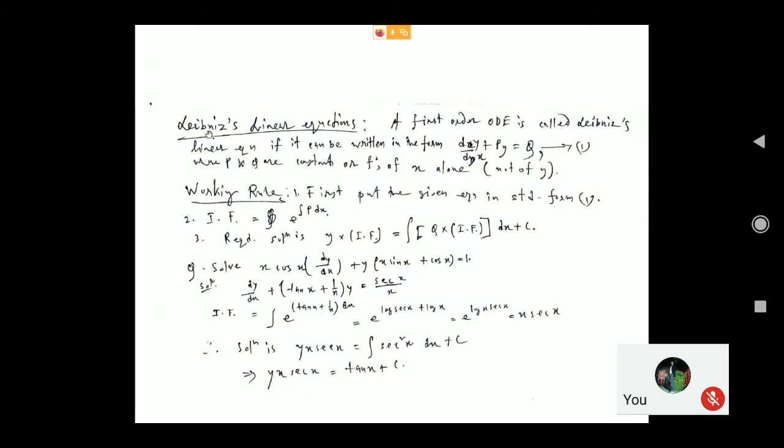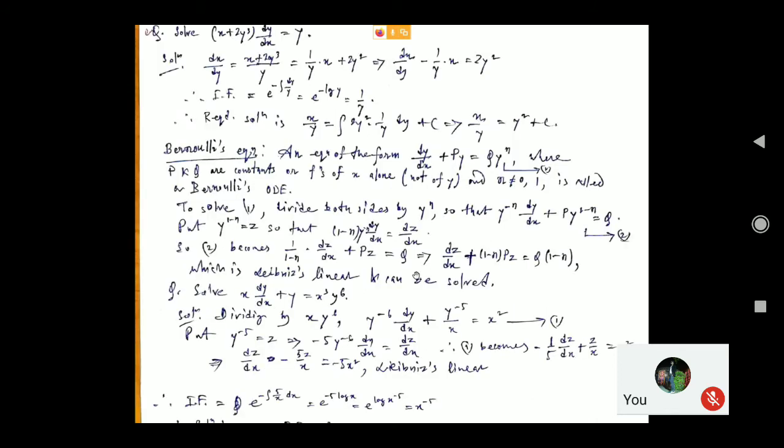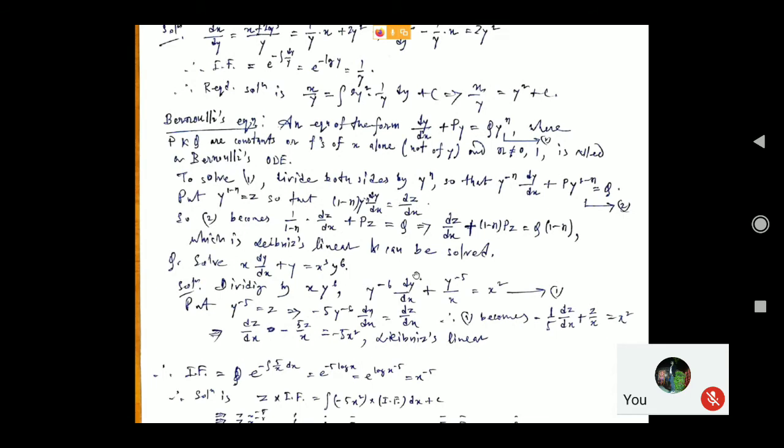It is a very easy method. You just need to show that the given equation is linear first order, and that we can put it into this form, and readily we can obtain the solution.